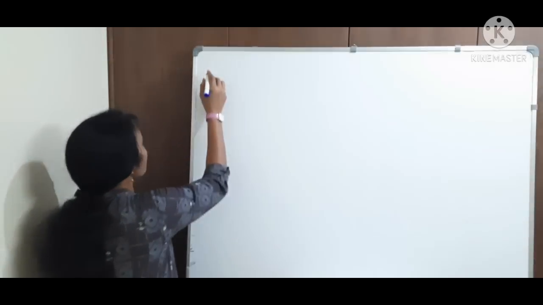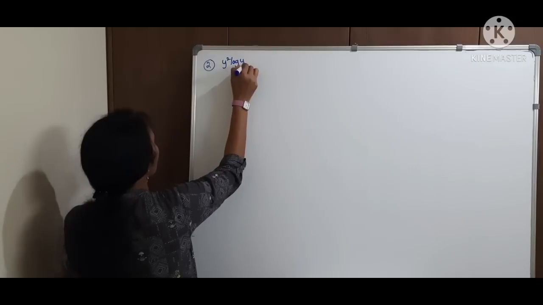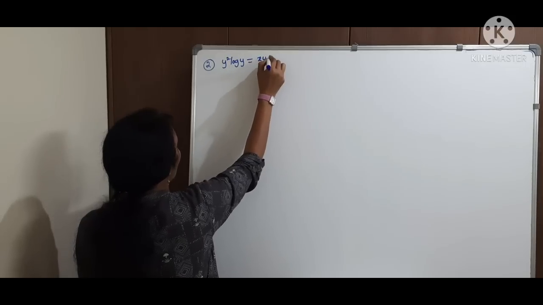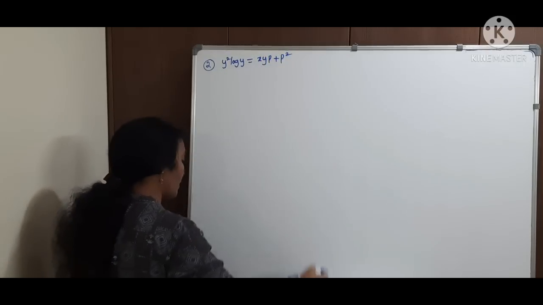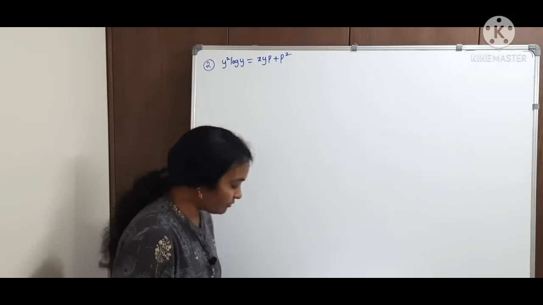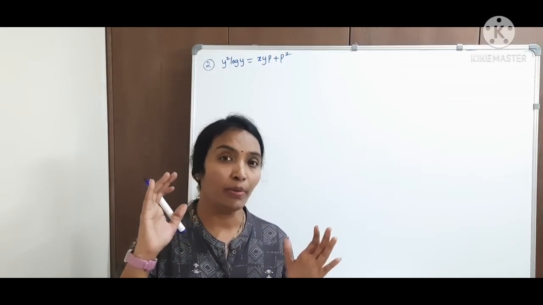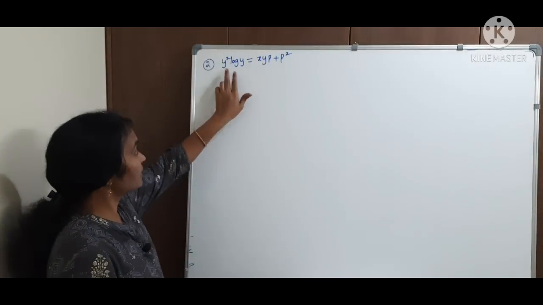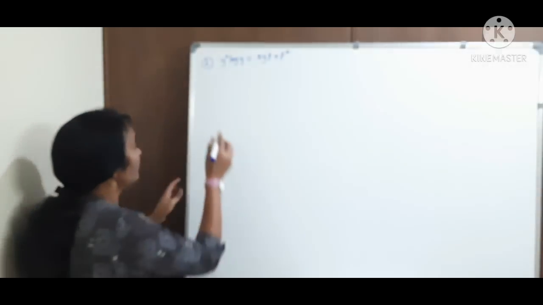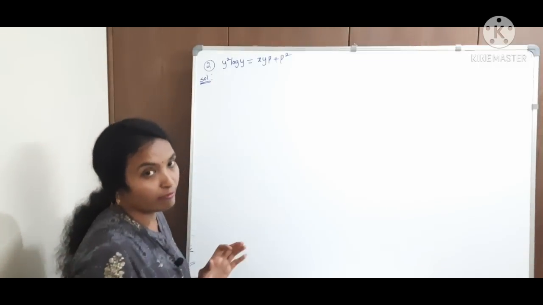See, the next problem is y square log y is equal to xyp plus p square. Y square log y is equal to xyp plus p square. This is the equation. First of all, what we have to do, you need to observe whether the x power, x order, must be 1 in the order. Then go for solvable for x. Means we need to write x is equal to f of y comma p format.